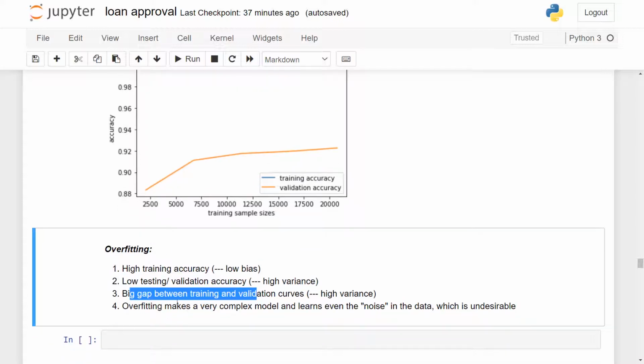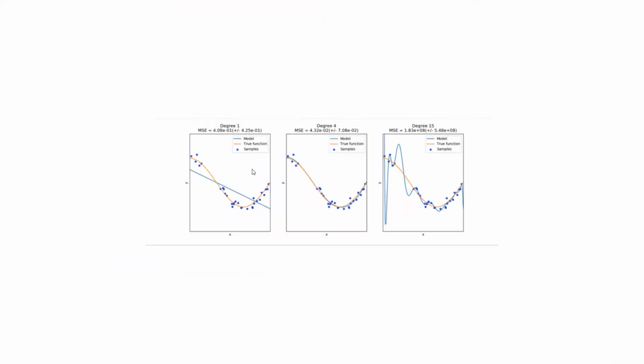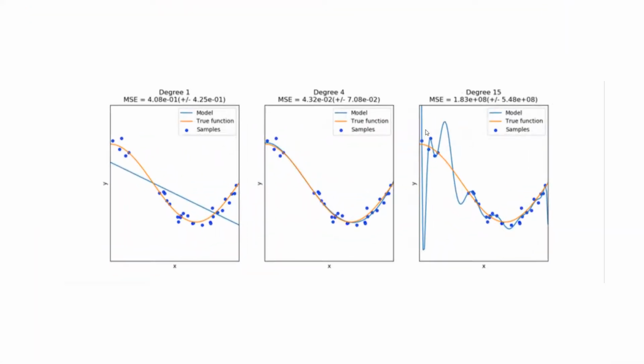And overfitting basically makes a very complex model which learns everything, even the noise in the training dataset, which is undesirable. So basically, this is what it is. When we overfit on the training data, we are basically learning every single thing from the dataset, as this blue curve suggests, which is not ideal, to be honest. We need something that can model the variation in the data, that can learn from the data very well.